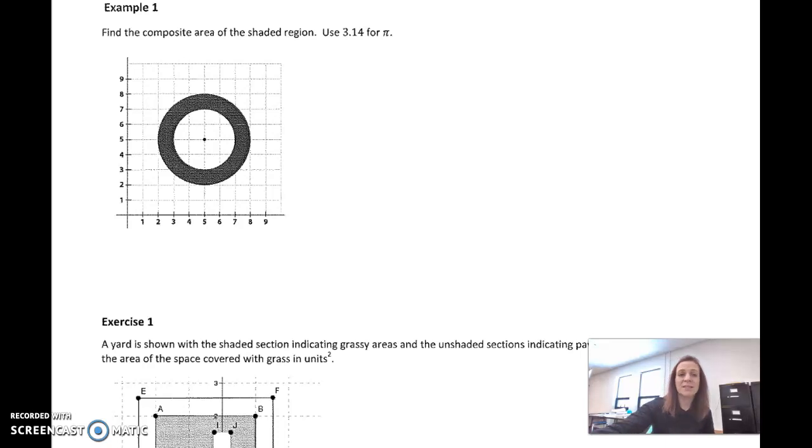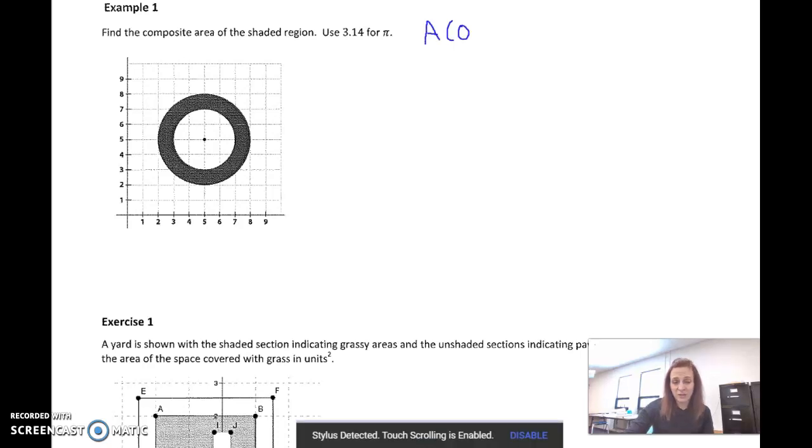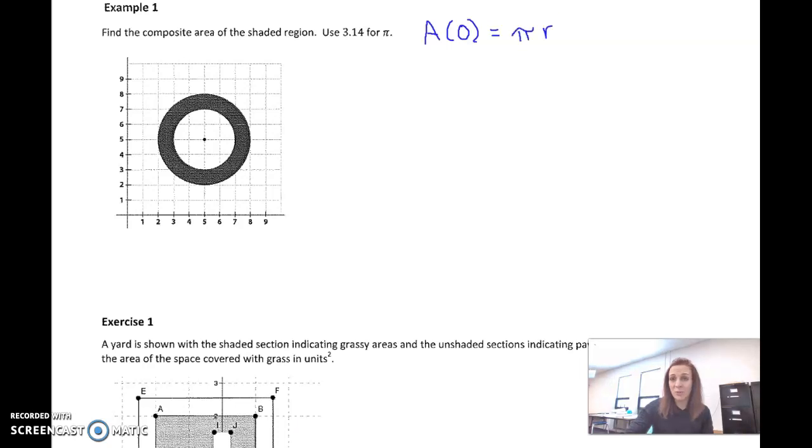So in example 1, it says find the composite area of the shaded region. We just want what's shaded here, not the whole thing. Remembering our area formula for a circle, area of a circle is pi times our radius squared. Hopefully you're starting to memorize these formulas. They're not too difficult, but I don't expect you necessarily to memorize them. You just need to know how to use them.